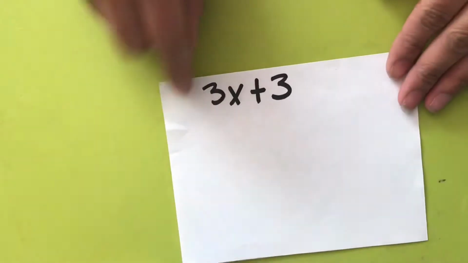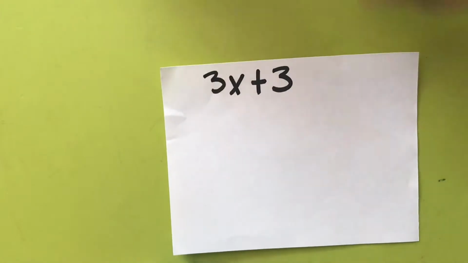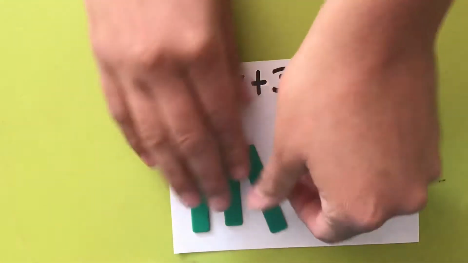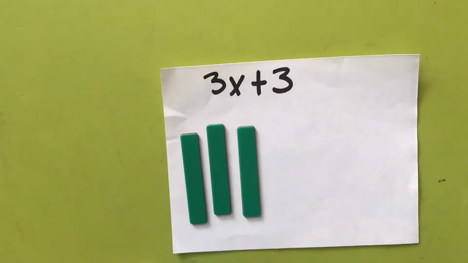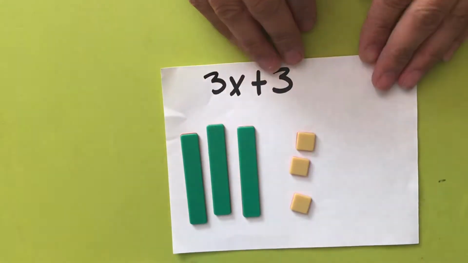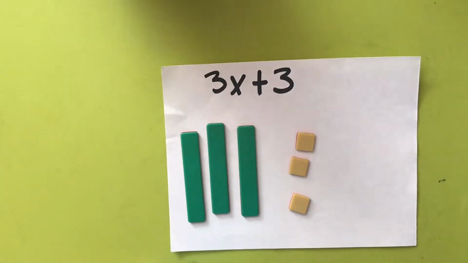Let's use our algebra tiles to show 3x plus 3. 3x is positive, so we will use green bars, and positive 3, we will use 3 small yellow squares. Here we have 3x plus 3 using our algebra tiles.